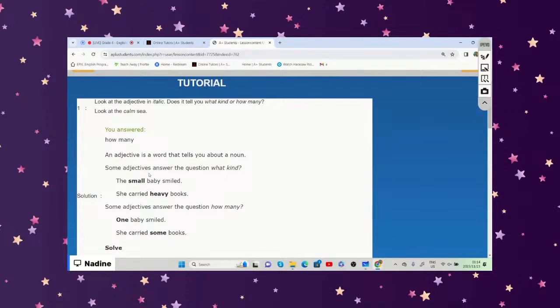And then some adjectives answer questions of how many. One baby smiled. So some adjectives answer questions of how many, right? So if we say one baby, how many babies? One baby smiled. And she carried some books.